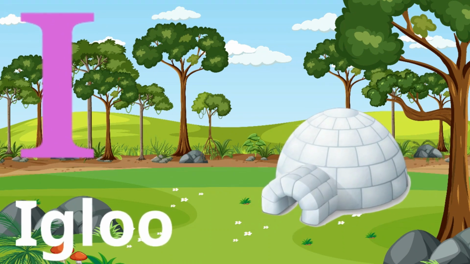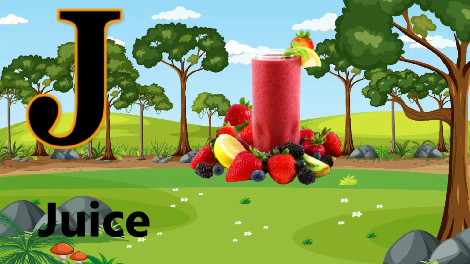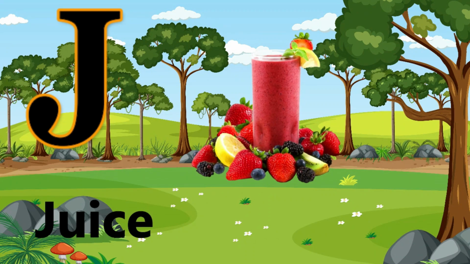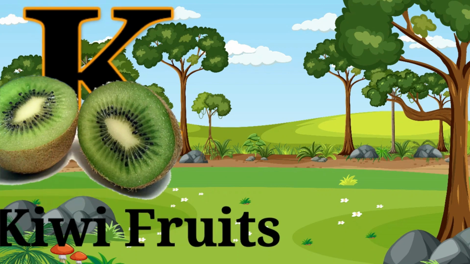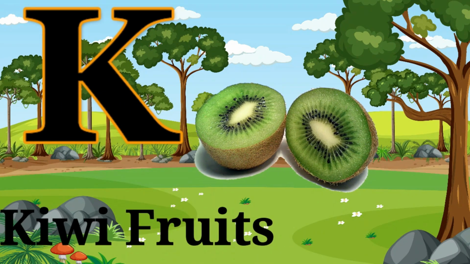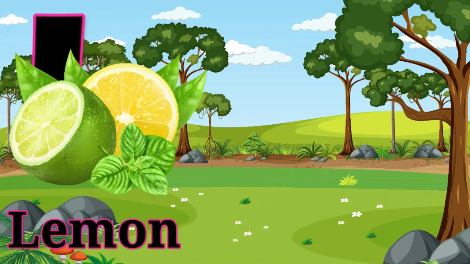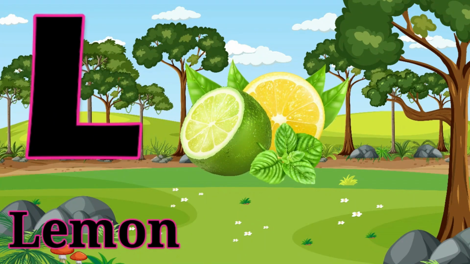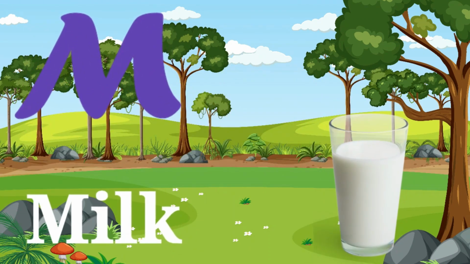I for igloo. J. J for juice. K. K for kiwi fruits. L. L for lemon. M. M for milk.